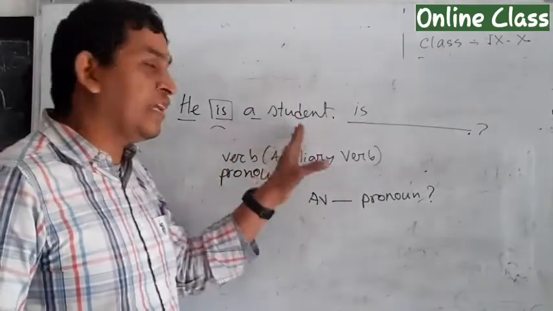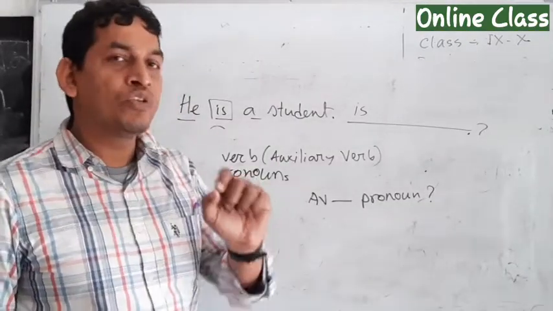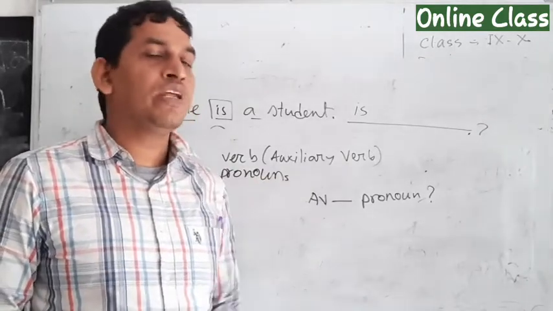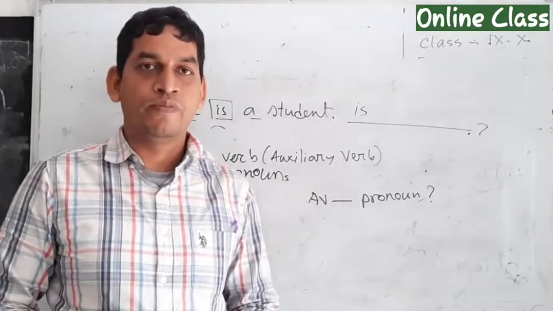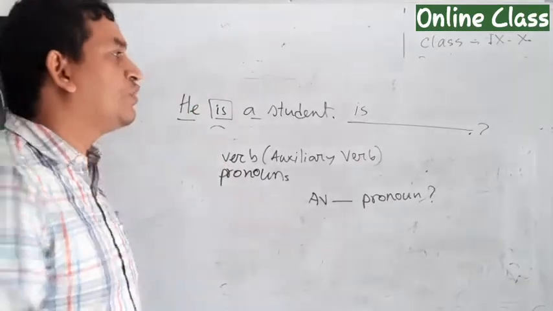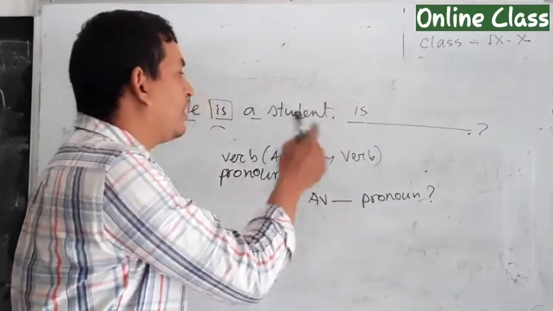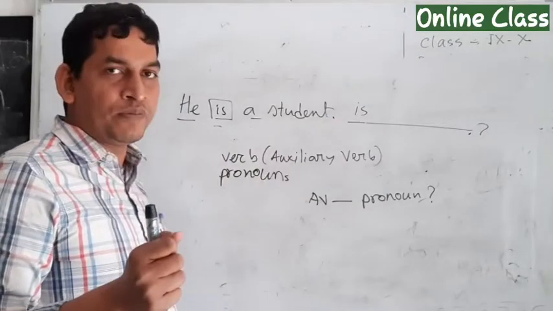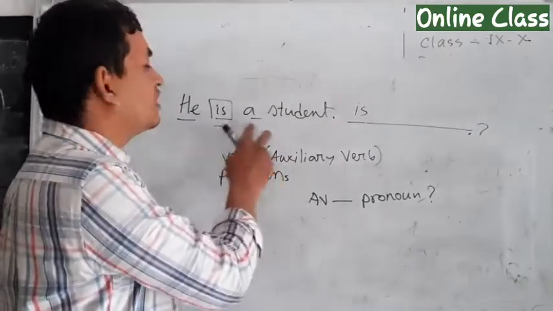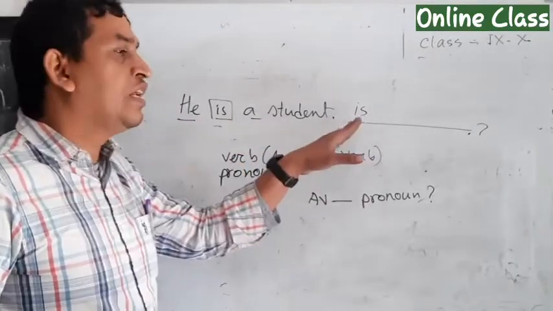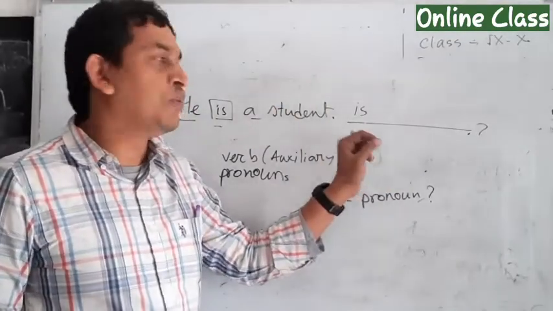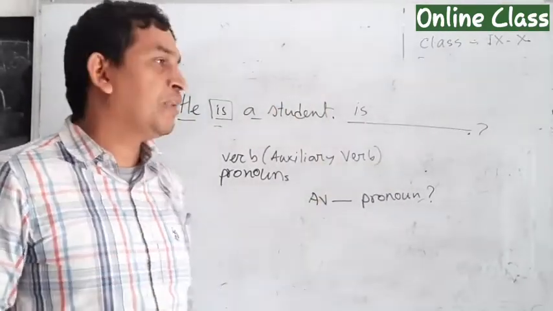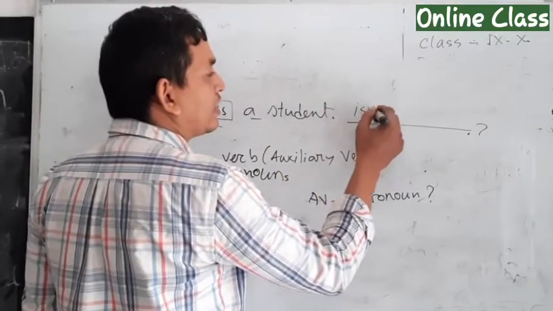If the statement is affirmative, you must use the negative tag. And if the statement is negative, you must use the affirmative tag. That means you have to use the negative form here if the statement is in affirmative form. As the sentence is affirmative, we have to use a negative tag question. That means we have to insert "not" with this word "is". That means we must write "isn't".